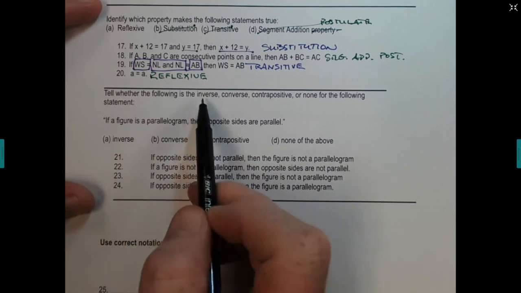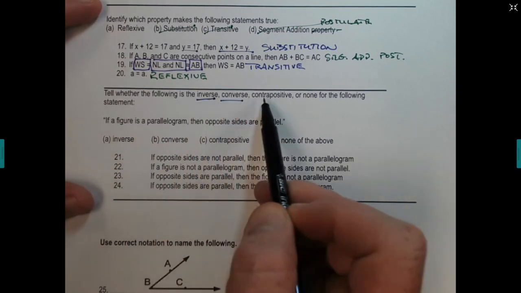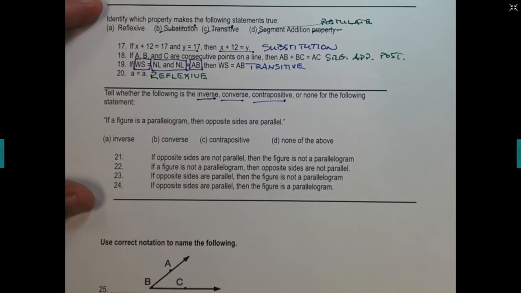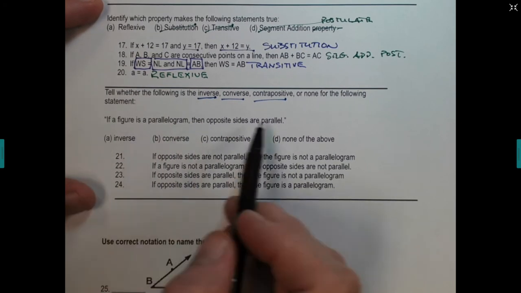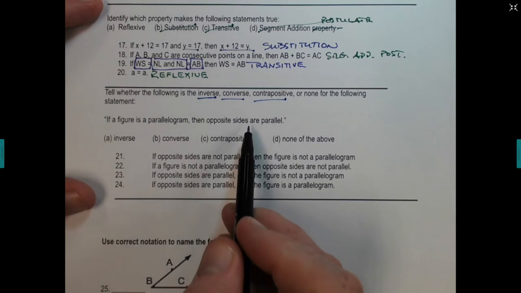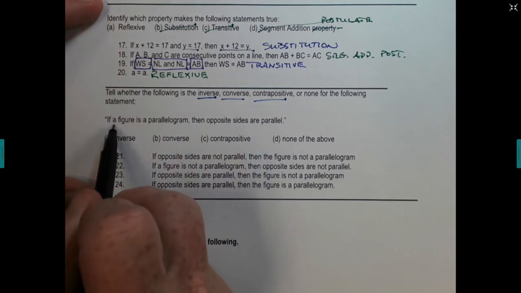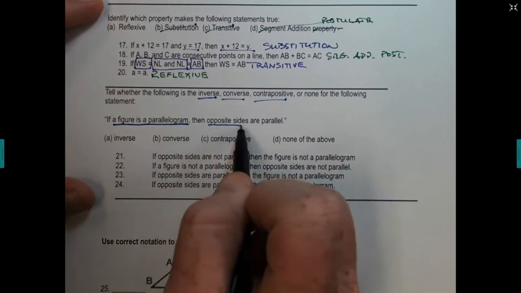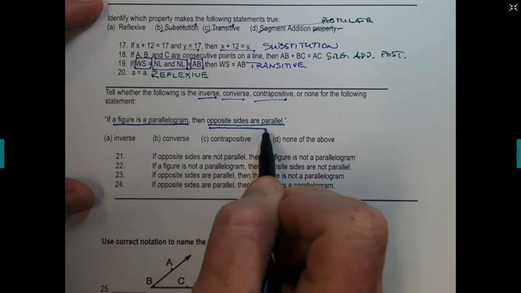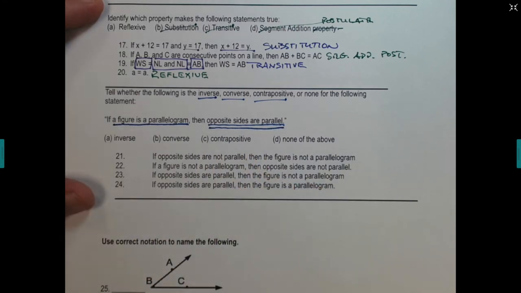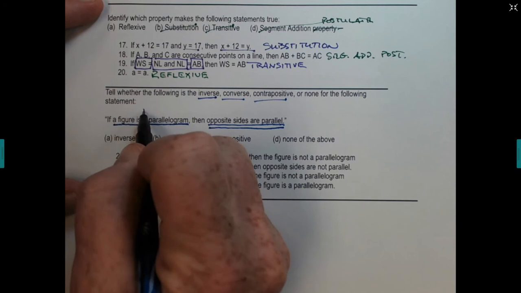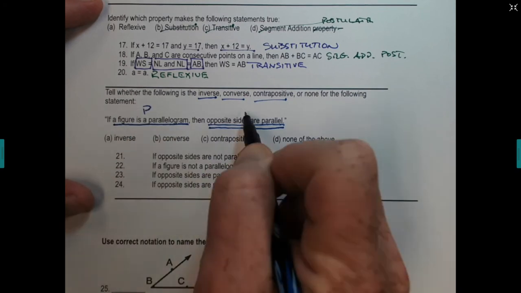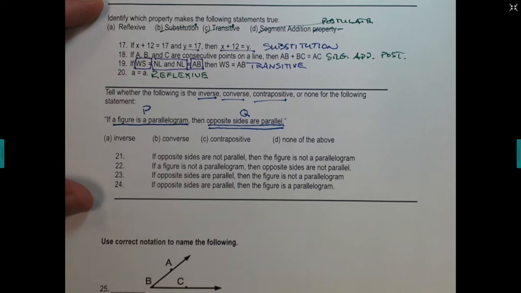Tell whether the following is an inverse, converse, contrapositive, or none of the following. First of all, I would want you to know what the hypothesis and conclusion are of these statements. The hypothesis, this is a question on your semester exam. Do not include the word if. The conclusion, opposite sides are parallel. So remember, we referred to in the past our hypothesis as P, our conclusion as Q.